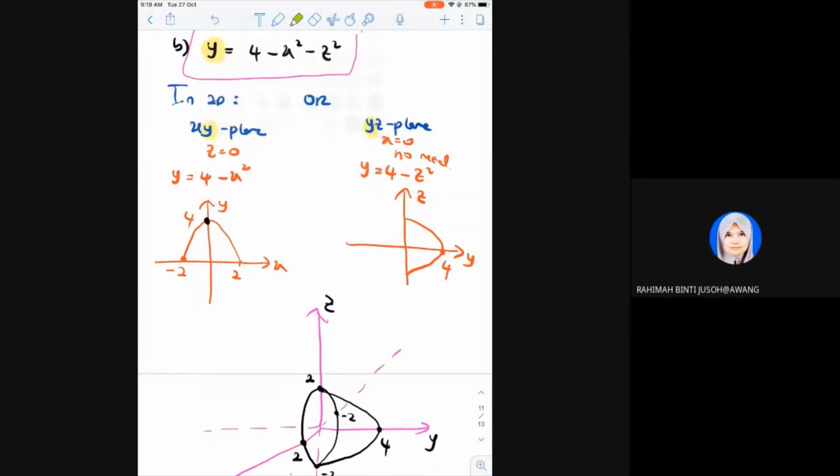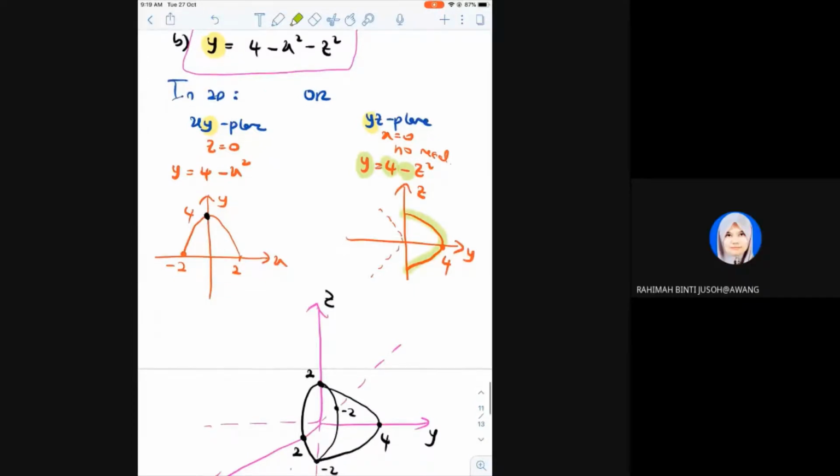Faham tak? Slowly, okay, slowly. Mula-mula tengok Y sebagai subjek. Okay, Y sebagai subjek, so bermaksud sama ada ke kiri ataupun ke kanan. Tapi dia negatif. So negatif bermaksud dia ke kiri. Dia sepatutnya macam ni. Okay, tapi dia shifting 4. Tambah 4. So that's why dia kat sini. Understand?